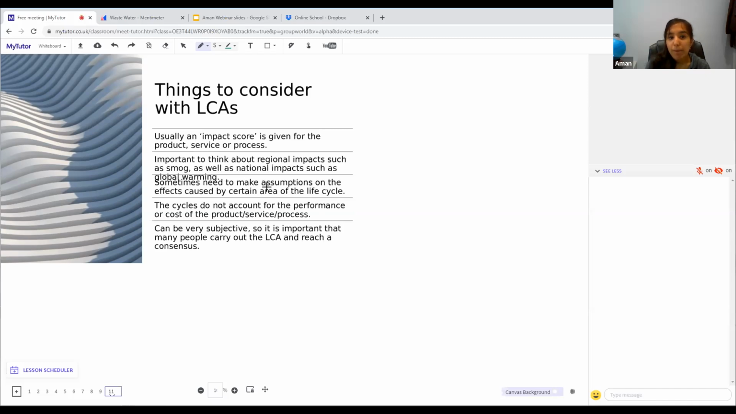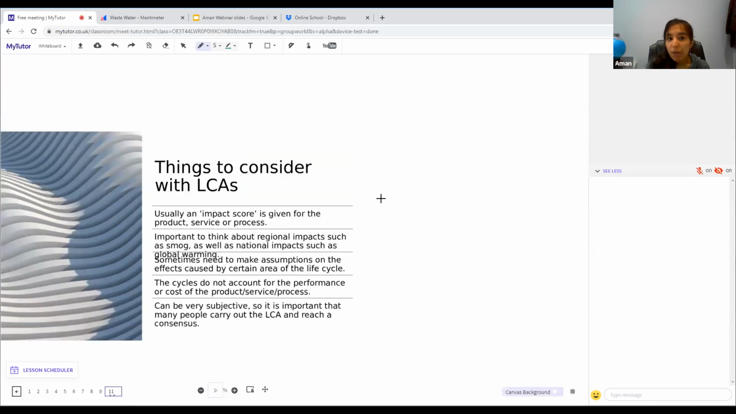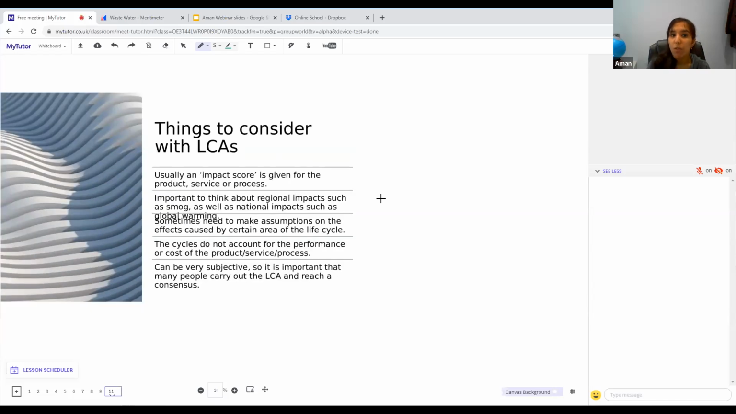Sometimes we need to make assumptions on the effects caused by certain areas of the life cycle. So for example, if we don't know how we get the raw materials for something, we might just need to make assumptions on what we might do. As well as that, if we don't know how we dispose of something, we might have to make assumptions. And it's just making sure that you think about all the possible areas where there could be an environmental impact.